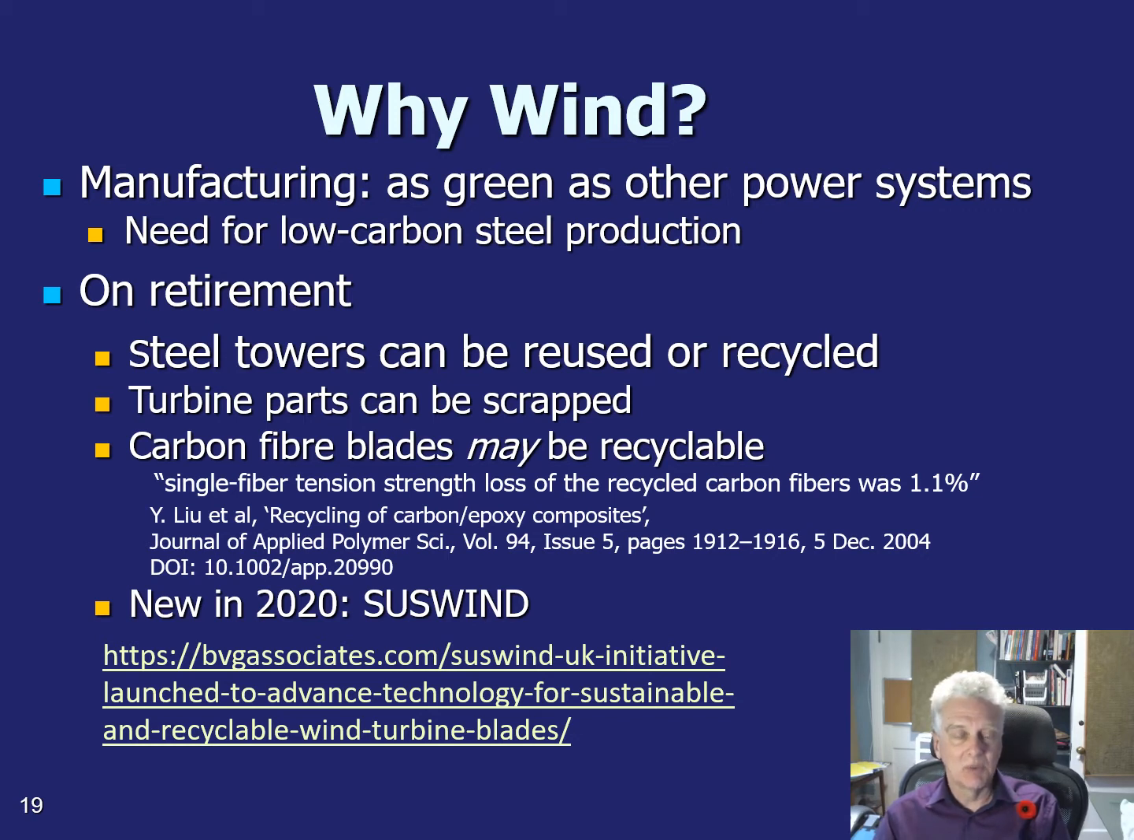And when wind turbines are past their useful life, we have a process for retiring them. The steel tower is very straightforward to be either repurposed, put something else on top of that same tower, or recycle the steel. The turbine parts inside the generator could be scrapped. There's some interesting materials in there. Maybe there's some rare earths. The carbon fiber blades might be recyclable.